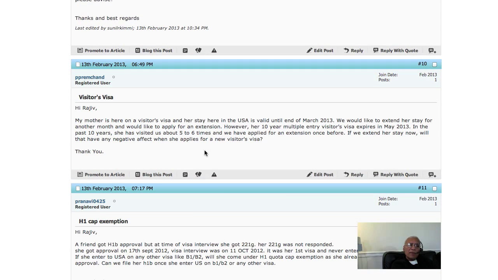Visitor's visa. P. Premchand wants to know, mom is here. She's come here several times. This is the first time we are thinking of extending her stay in USA. Is that going to have a negative impact on her extension of the visa because that's expiring in May 2013? Difficult to say. The good news is she has been here 5-6 times. I would avoid doing an extension at this point of time because you're so close to getting a visa stamp. I would avoid it.